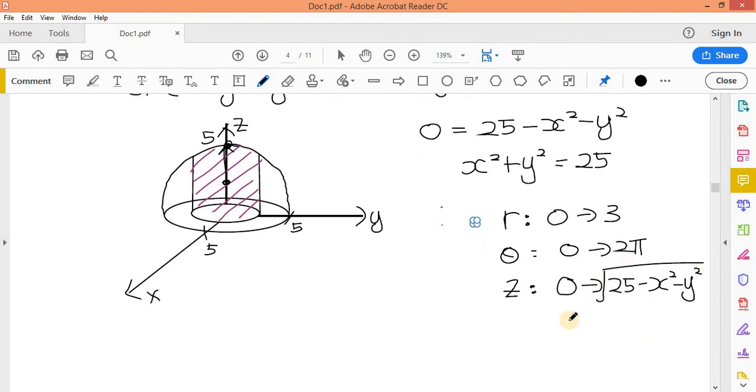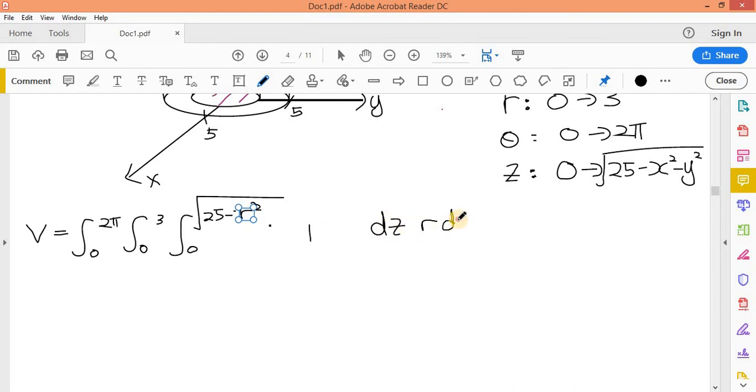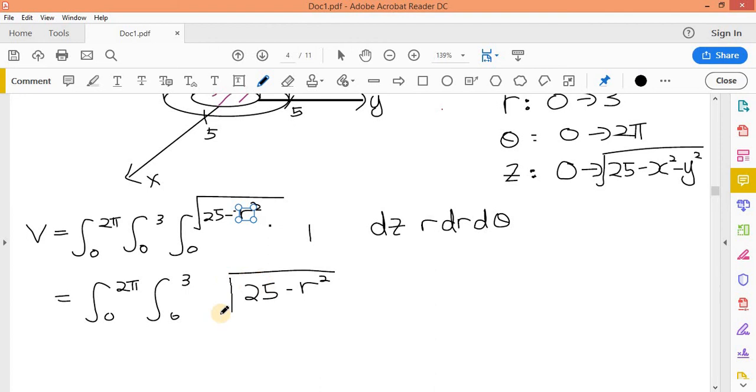So you put it into your triple integrals. 0 2 pi, 0 3, 0 25 minus x squared minus y squared. This one we can simplify to be r squared. You have 1 dz r dr d theta. So solve it like usual. 0 2 pi, 0 3, so 25 minus r squared, and you have r dr d theta.